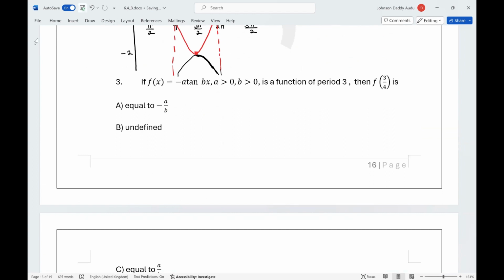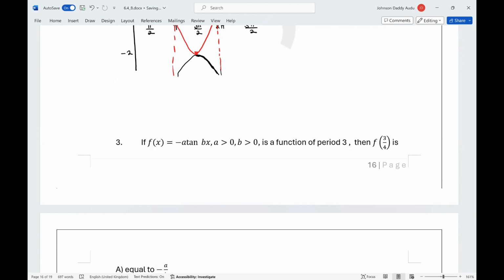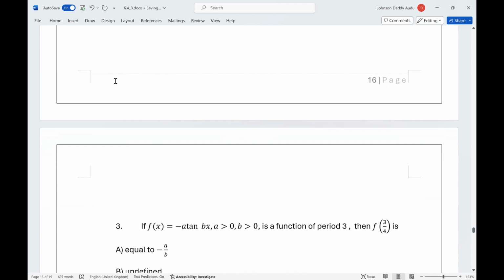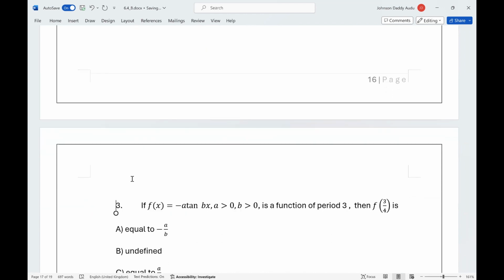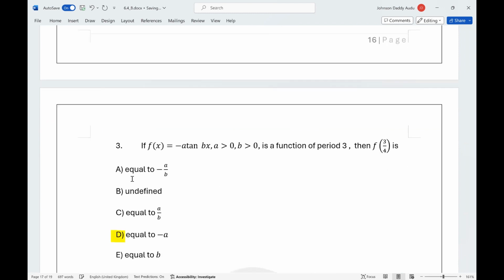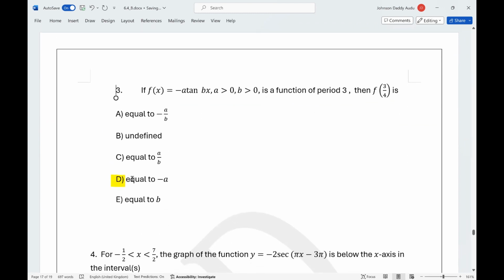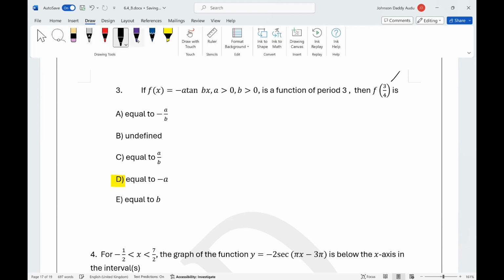All right, now let's look at number 3. It says if f of x is equal to minus a tan b of x, and a is greater than 0, b is greater than 0, is a function of period 3, then you want to find what is f of 3 over 4?